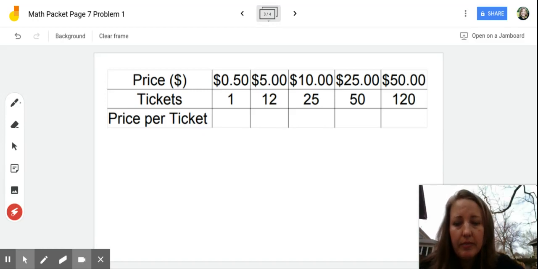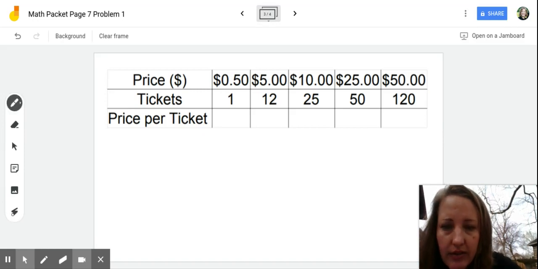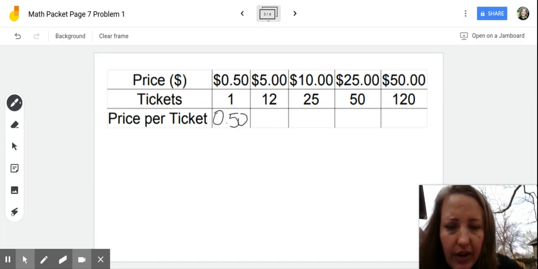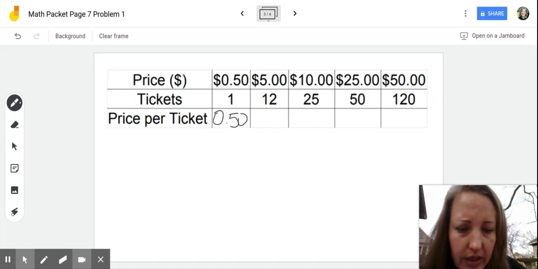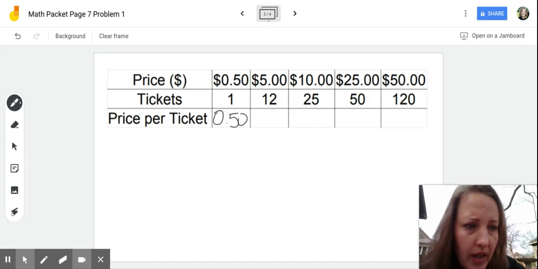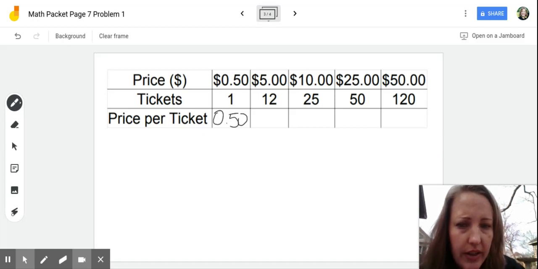So I am going to take this right here and divide by 1. Well, we know that anything divided by 1 is itself, right? So one ticket, the price per ticket in that instance is 50 cents. This next one is $5 for 12 tickets. So we take 5 and divide it by 12. I am going to do it on calculator.